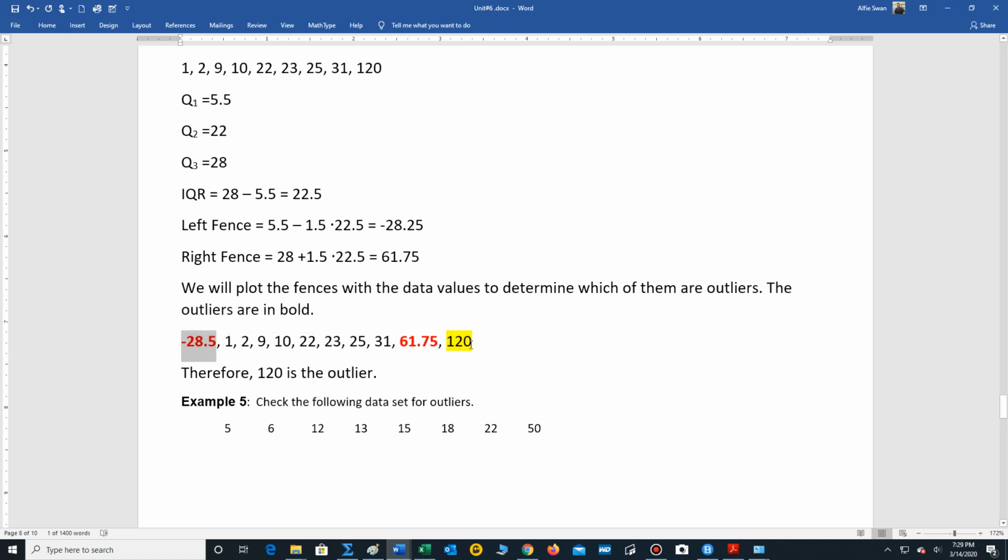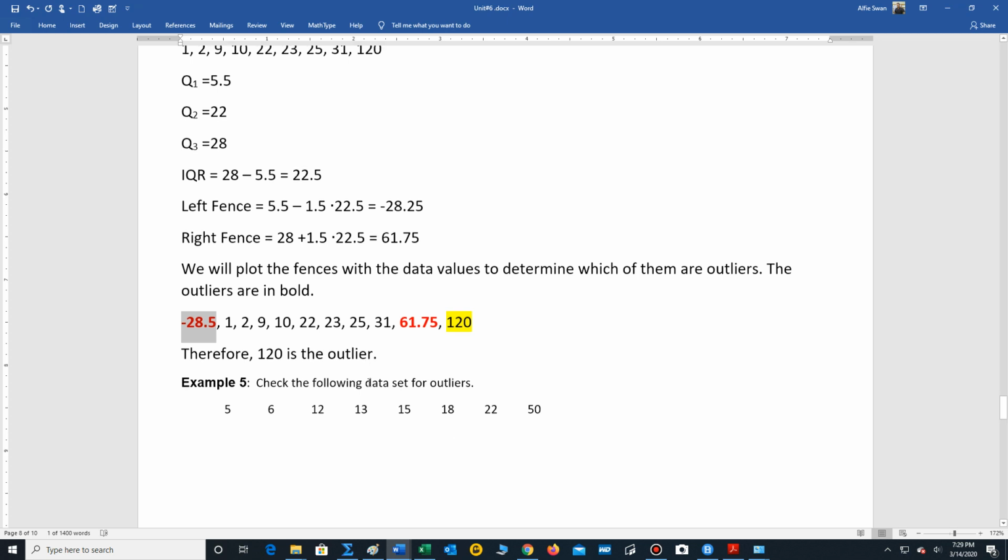However, as we suspected, 120 is to the right of 61.75, which is our right fence. Thus 120 is the outlier for this data set. And so just to run through the process, you compute the two fences, and then you search for values that are to the left of the left fence or to the right of the right fence. Those values are known as outliers.